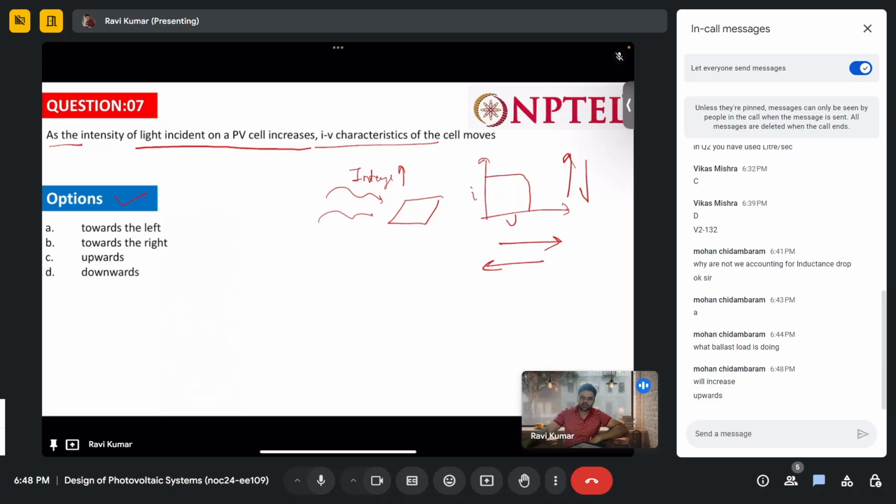Mohan said upwards. Yes, definitely, because with increased intensity our current will increase, so it will go upward. The right answer is upward.